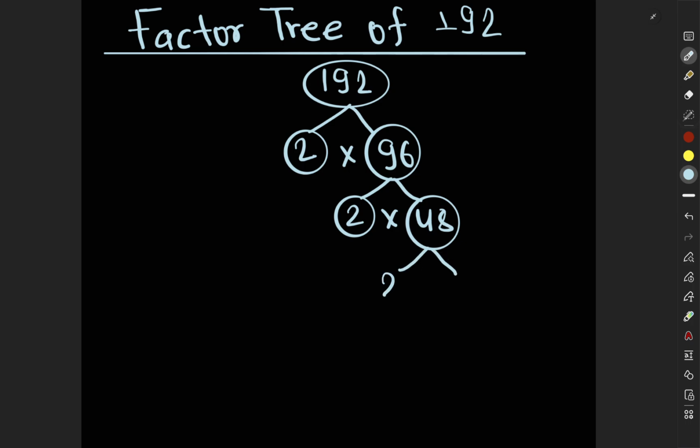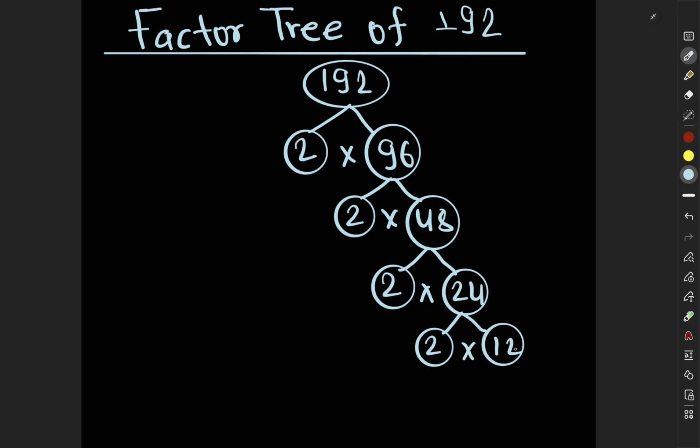48 can be written as 2 times 24. 2 times 24 means 48. 24 can be written as 2 times 12. 2 times 12 means 24.